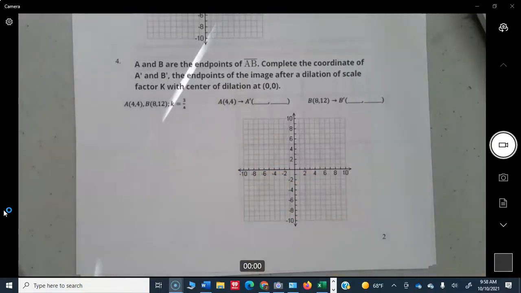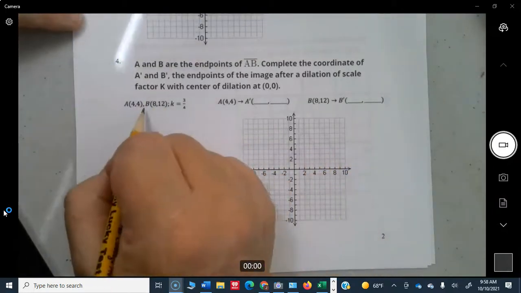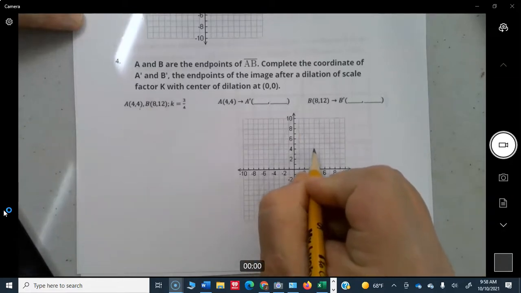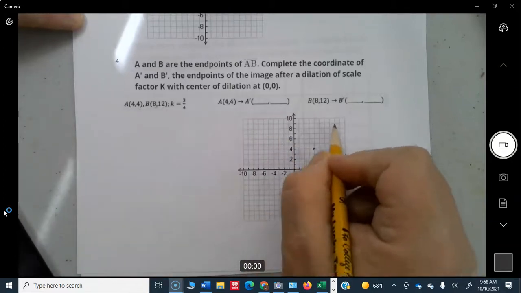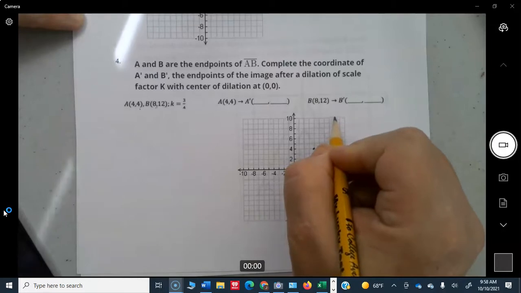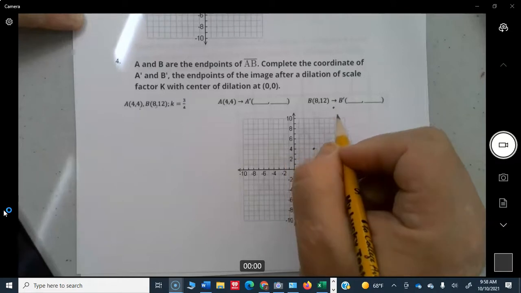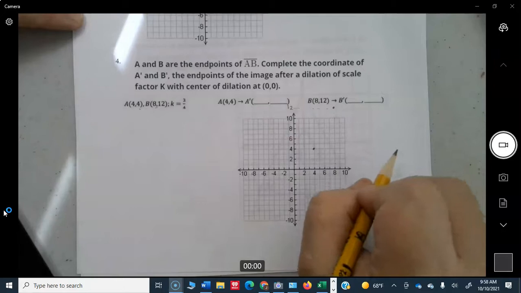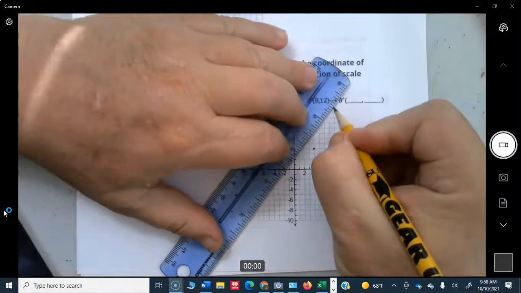This one's going to be 3/4, so you're going to get some fractions here. Okay, so 4, 4, let's plot that. 1, 2, 3, 4, and 1, 2, 3, 4, right there. And 8, 12. It doesn't give us enough graph, so we're just going to estimate 12 right there. Okay, that should be 12, and I'll write it over here. That would be that dot right there. Okay, so that's our original line. It's going to look like this.